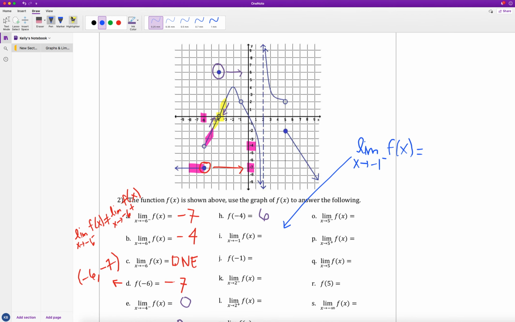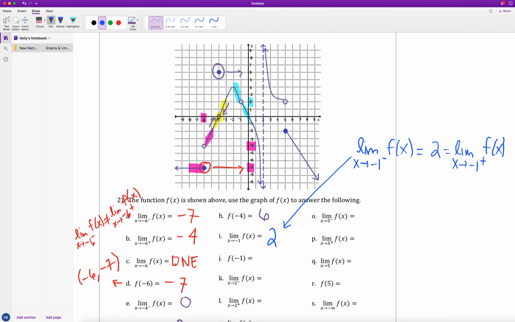So as we approach negative 1 from the left-hand side, that's this segment coming in right here, and that's approaching the y value of 2. So the limit from the left is equal to 2. And as we check the limit from the right, that also is going to be equal to 2. So what that tells me then is that since the limit from the left equals the limit from the right, then it means my overall limit exists and is equal to that value there, which is 2 in this case.